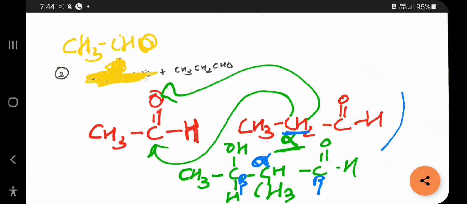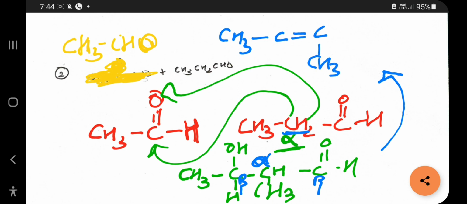This is obtained. If you dehydrate, what will you get? You should obtain an alpha beta unsaturated compound, CH3, C double bond C, CH3, C double bond OH. This is the product we will obtain finally after dehydration with H2SO4. This is one cross aldol product obtained from this one.